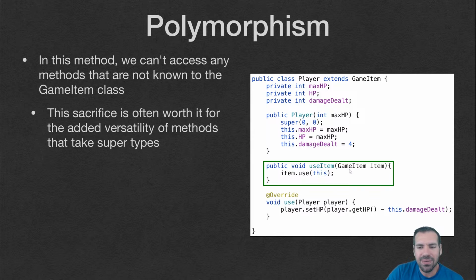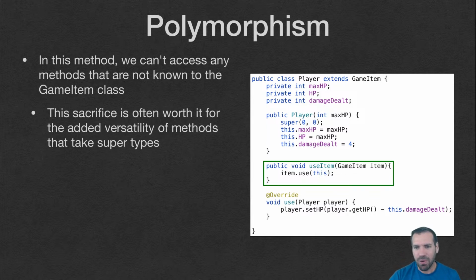So we do have that downside, but the selling point, the benefits strongly outweigh the downside. So in this method, we can only access anything known to the game item class, but that's fine. We'll live with that downside to be able to simplify this method, to have this one method instead of hundreds of methods, one for each game item type that we have. Well worth the sacrifice. And in this case, we just want to call the use method. That use method is part of the game item class.